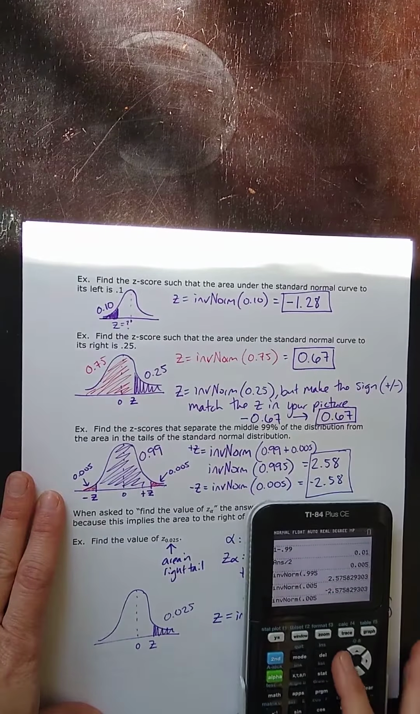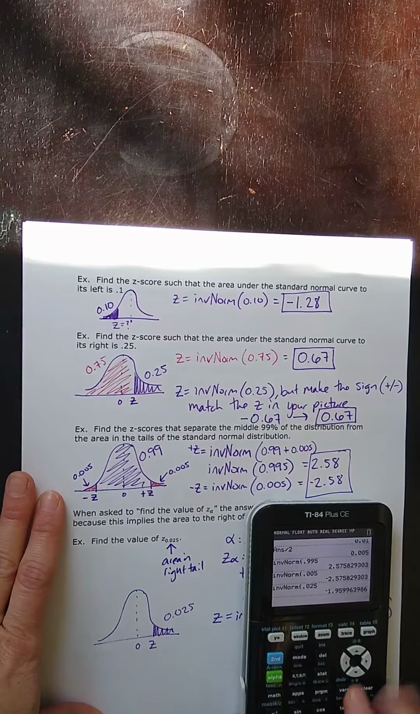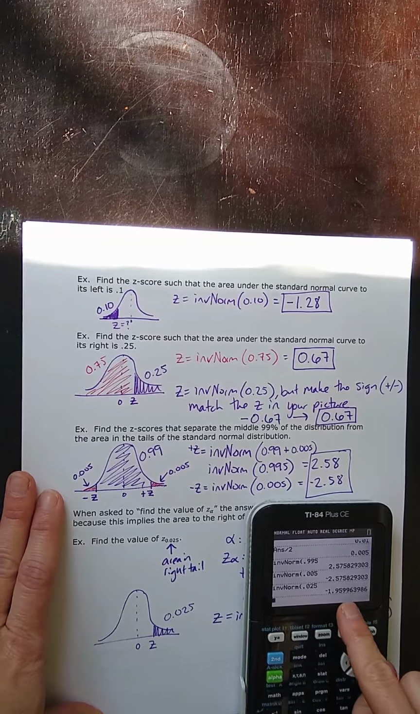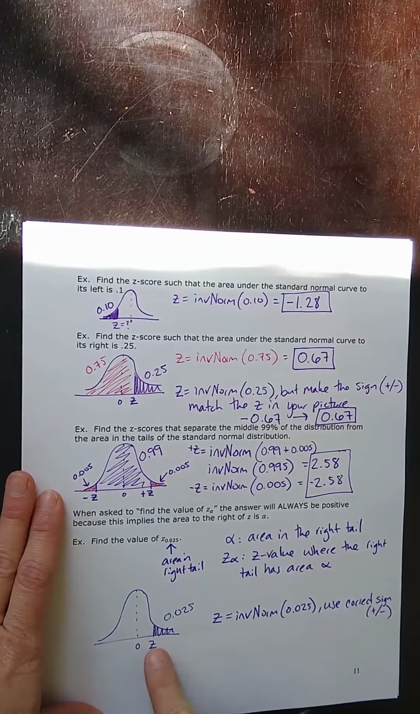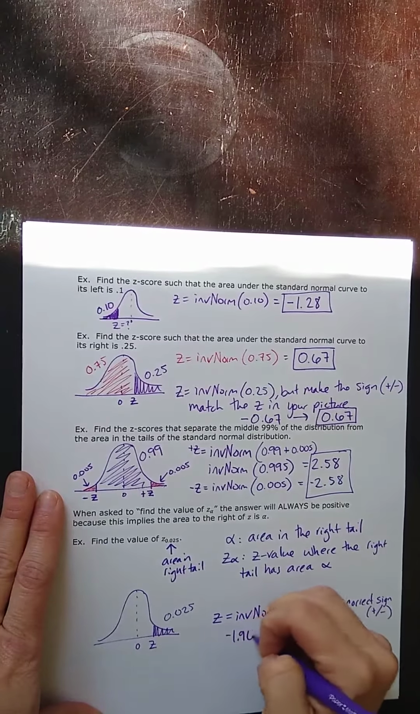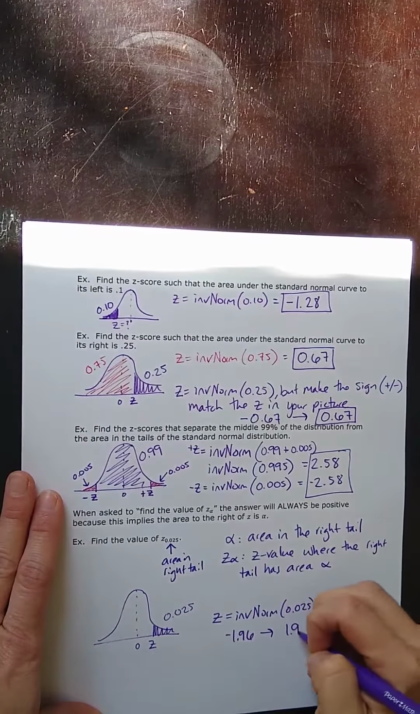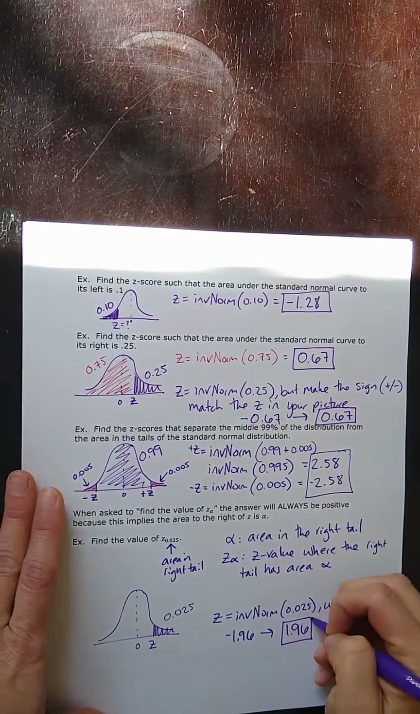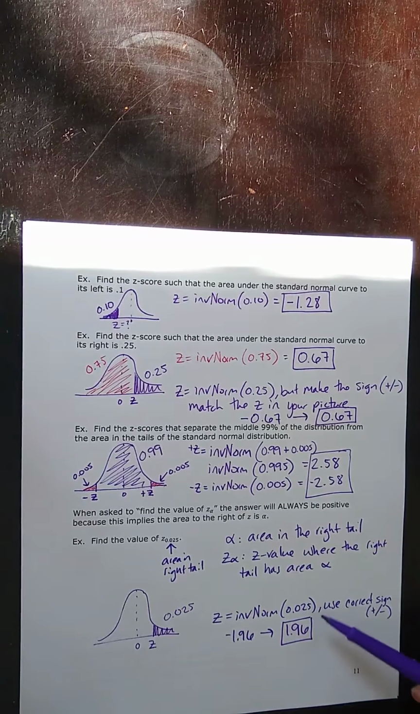So inverse norm, 0.025. It gives me -1.96, but I know it needs to be positive. So it's going to be positive 1.96, okay? Because really I was kind of lazy in what I told the calculator, so I have to make this adjustment.